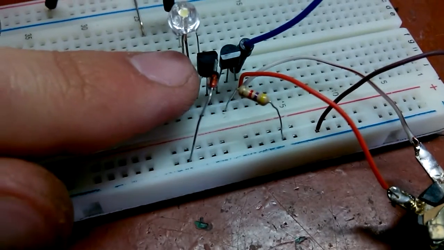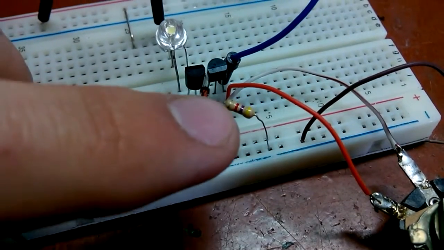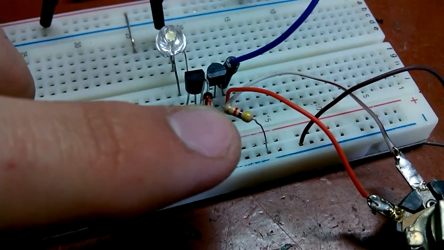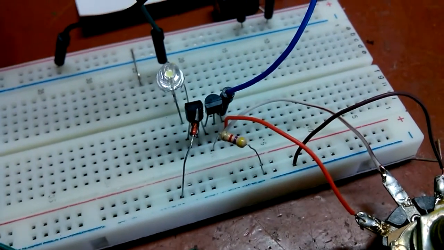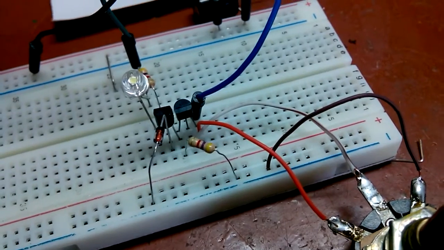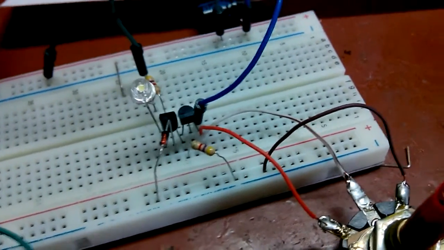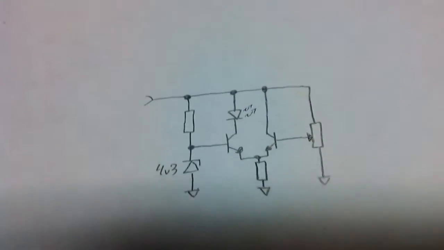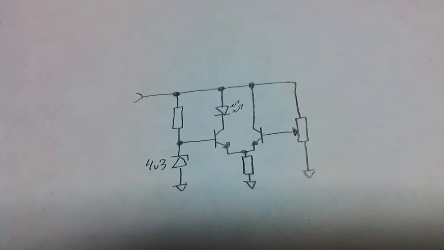Two transistors of the same type. Zener diode, in my case 4.3 volts, doesn't have to be. And that's it, really. So let me show you the schematic. Schematic is really simple.